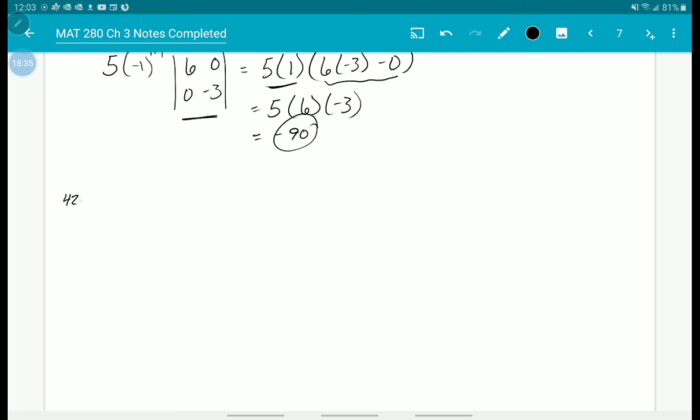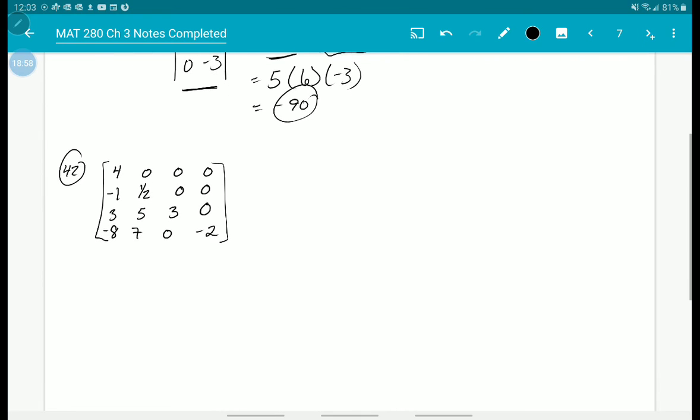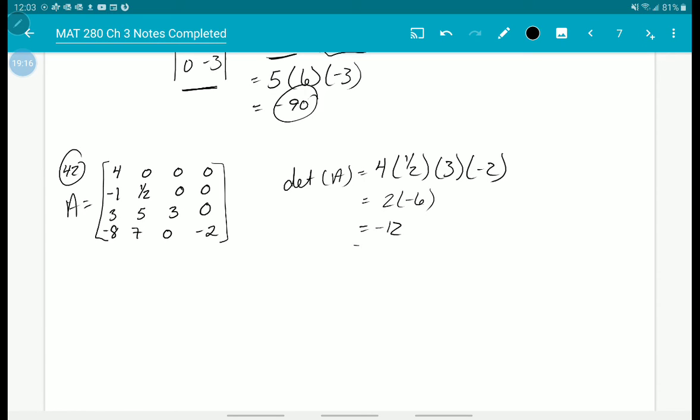Let's do another one. Let's look at 42. This one's a 4 by 4. Now we already know what the determinant's going to be. I'm going to let this be matrix A also. It's going to be 4 times 1/2 times 3 times a negative 2. So 2 times a negative 6 gives us a negative 12.